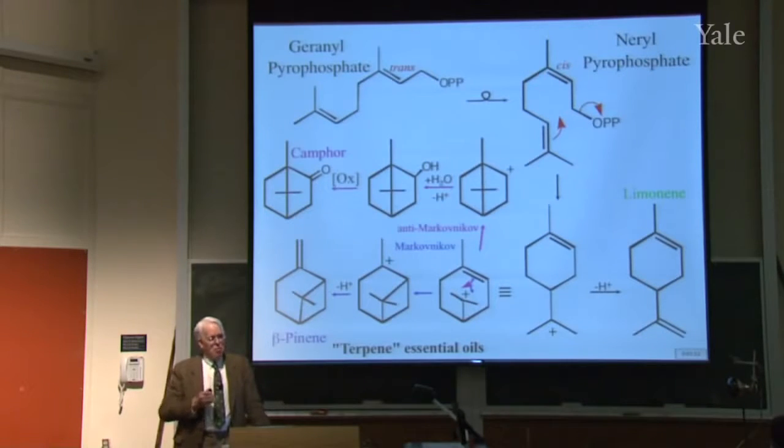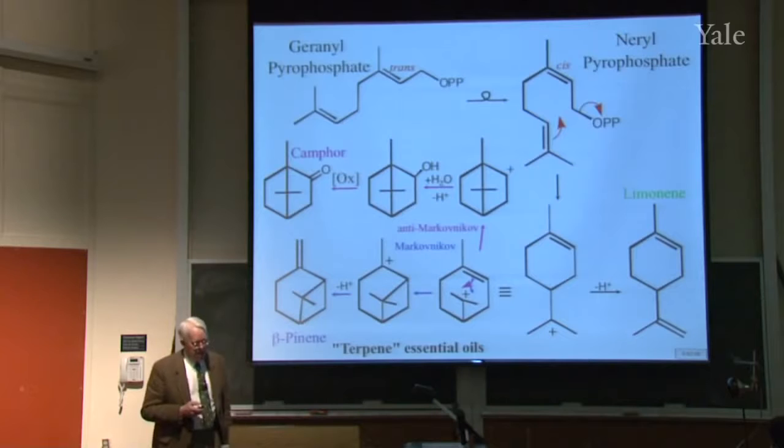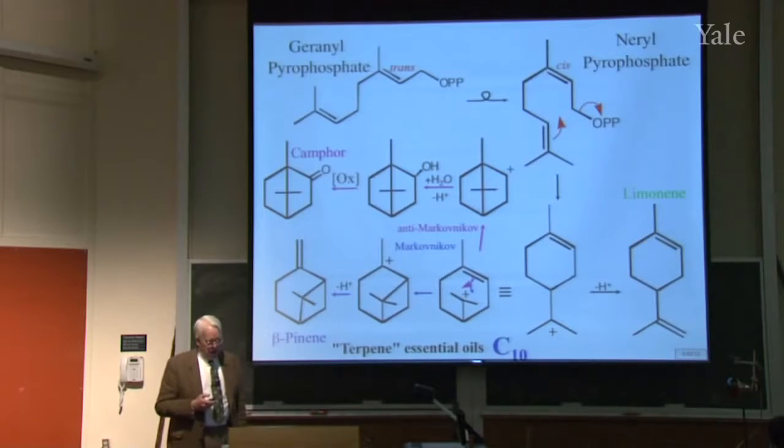Terpene is from turpentine, right? That's where pinene's the major constituent of turpentine. Essential oils doesn't mean you need them. What it means is they have an essence, they have an odor. So these C10s are volatile and your nose responds to them. So these are essential oils. Okay, and notice they're C10s, terpenes are C10s.